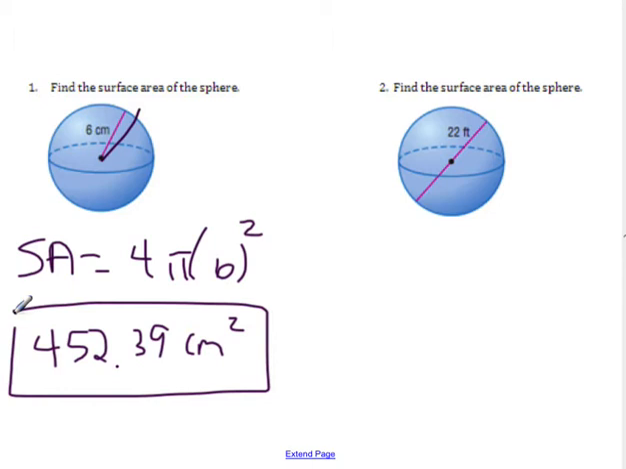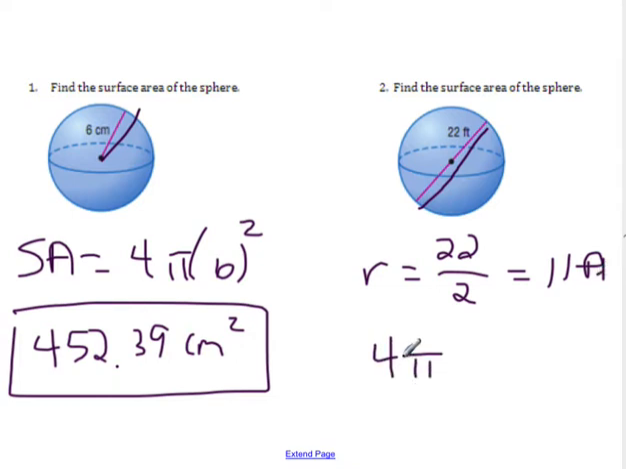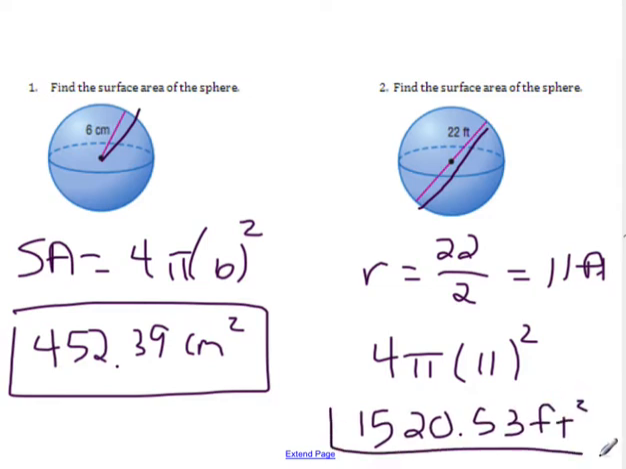Taking a look at number 2, we want to find the surface area of this sphere. Now this sphere, we're given the diameter is 22 feet. So to get the radius, we need to divide that by 2. So 22 divided by 2 is 11. So the radius of this sphere is 11 feet. Now we want to calculate the area. So we're going to do 4 times pi times our radius squared. So really that's 4 times pi times 121. And then you can type that all into your calculator and you get 101,520.53 feet squared.